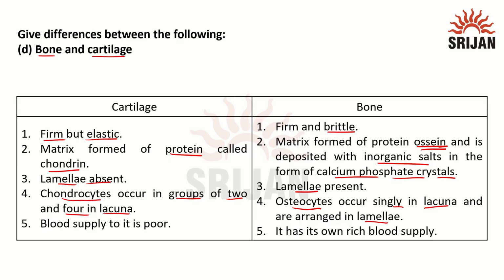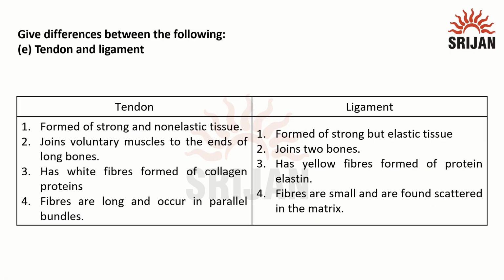In cartilage, there is less supply of blood that we can see, and in bone we can see more supply of blood vessels. The next difference is between tendon and ligament. Both are again connective tissue needed at the joints. Tendons are formed of strong and non-elastic tissue, whereas ligament is formed of strong but elastic tissue.